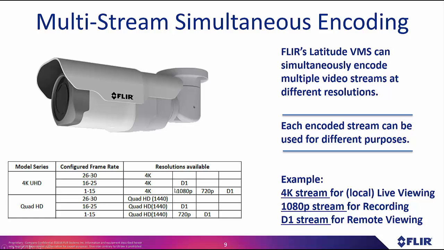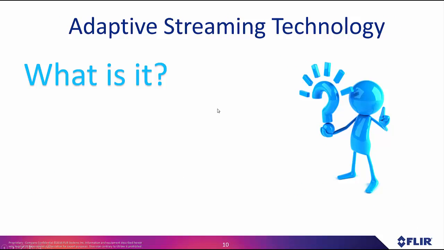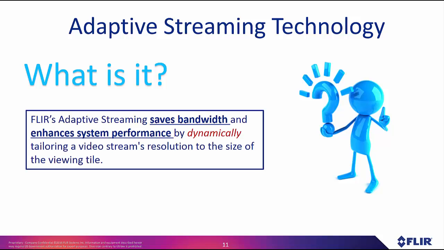Multi-stream encoding, in order to utilize this, if it was just multi-stream encoding, you would have to set it all up yourself. However, adaptive streaming does it for you, and that's basically what we're going to talk about right here. Adaptive streaming technology, what is it? Well, we've talked about it already. We've talked about what it does. It saves bandwidth and system resources, and it does it dynamically. It doesn't require you to go in individual panes and set them up for the appropriate streams that you want to send. It does it on its own.